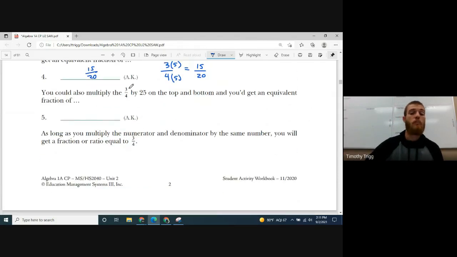The next one asks you to multiply top and bottom by 25. So here, 3/4, and we'll multiply both the numerator by 25 and the denominator by 25, and we'll get another equivalent fraction, 75 out of 100. So as long as you multiply both top and bottom by the same number, you will always get an equivalent fraction. Okay.